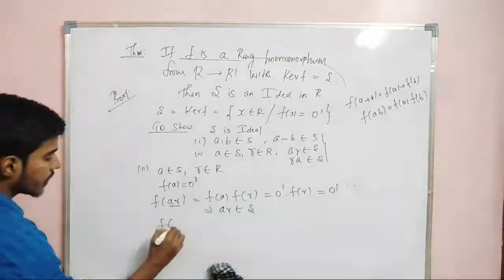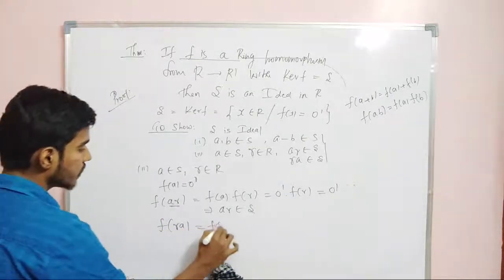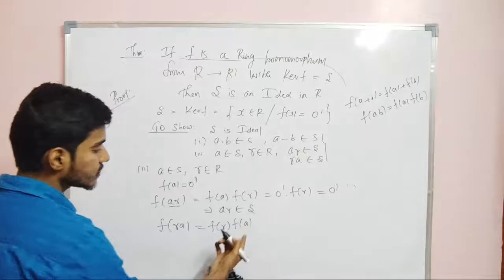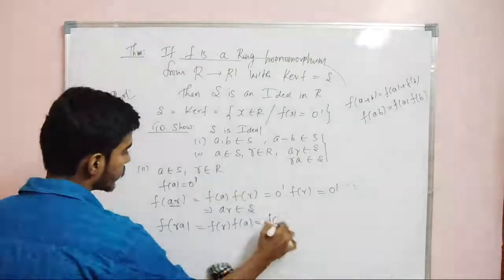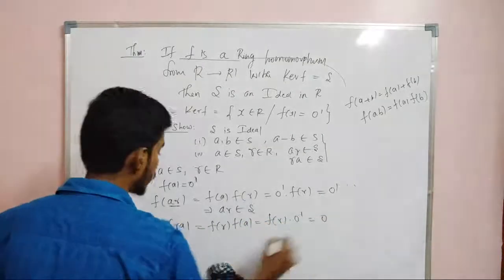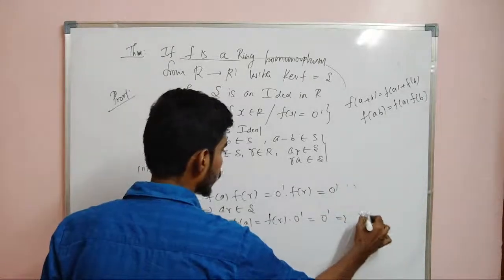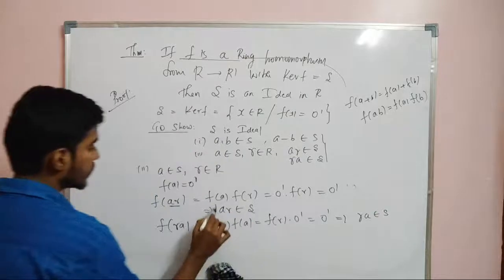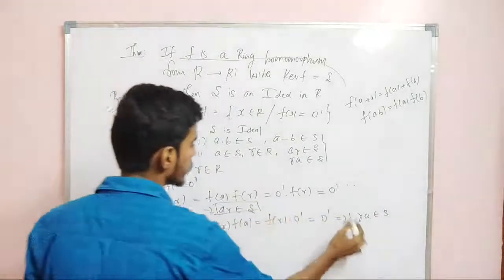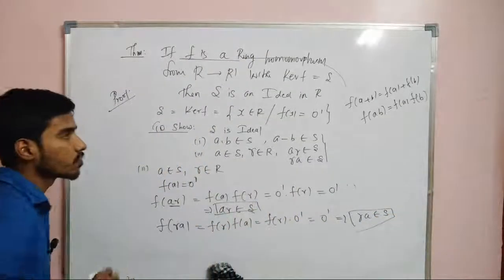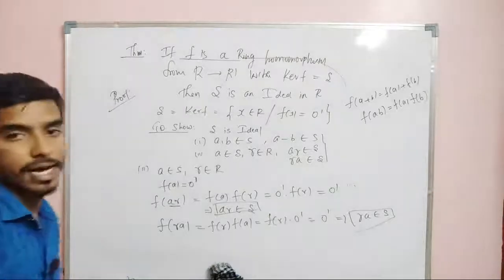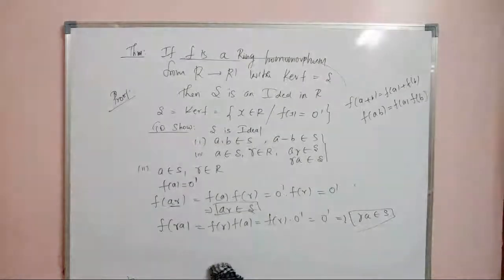And similarly, what about f of ra? This is nothing but f of r into f of a, because f is a ring homomorphism, and f of r and f of a is 0 dash, which is again 0, right. So therefore this implies ra also belongs to S. Therefore it is a left ideal as well as a right ideal, and also it is a subgroup. So therefore kernel of f is an ideal. Kernel of f is an ideal.